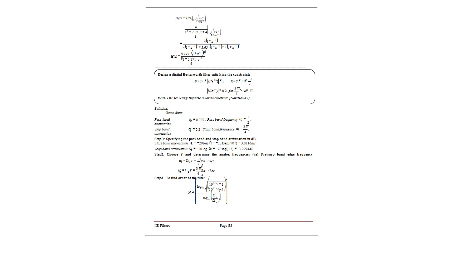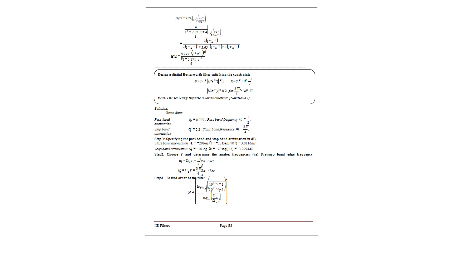Here, one problem is to design a digital Butterworth filter satisfying the constraints: 0.707 ≤ |H(e^jω)| ≤ 1 for 0 ≤ ω ≤ π/2, and |H(e^jω)| ≤ 0.2 for 3π/4 ≤ ω ≤ π, with T equal to 1, again using the impulse invariant method.